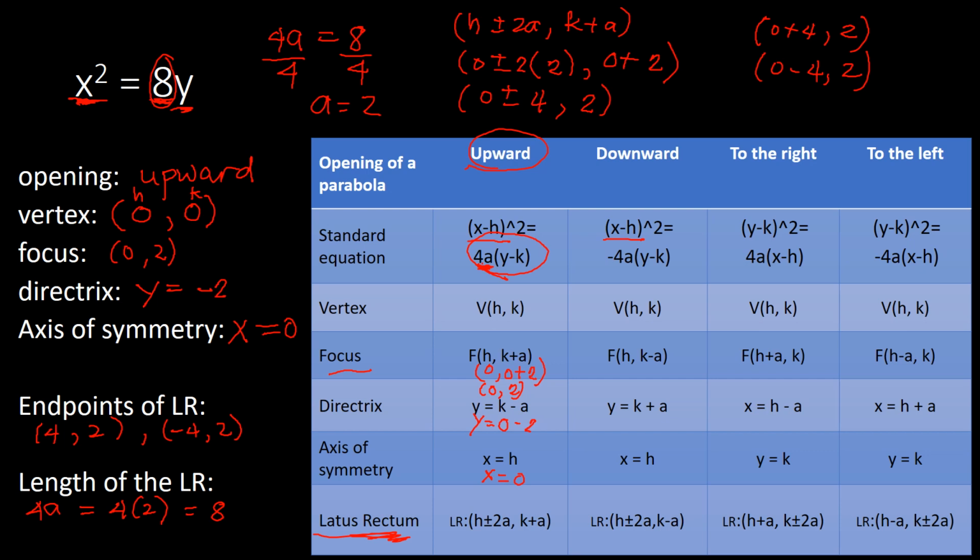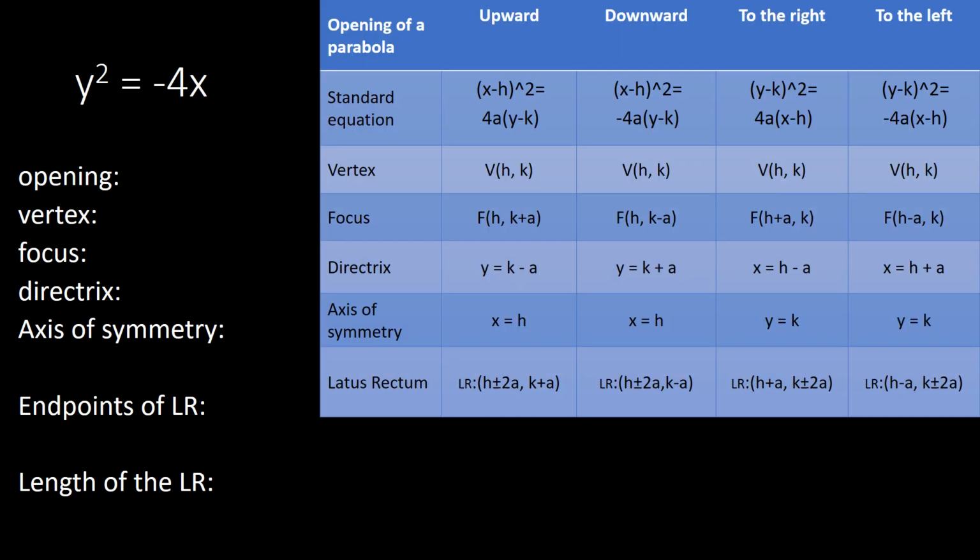Now, simply looking at our equation, we would know right away what's the length of the latus rectum by simply getting the absolute value of the number multiplied to a non-squared variable, or get the positive of that one. So that will be the length of the latus rectum.